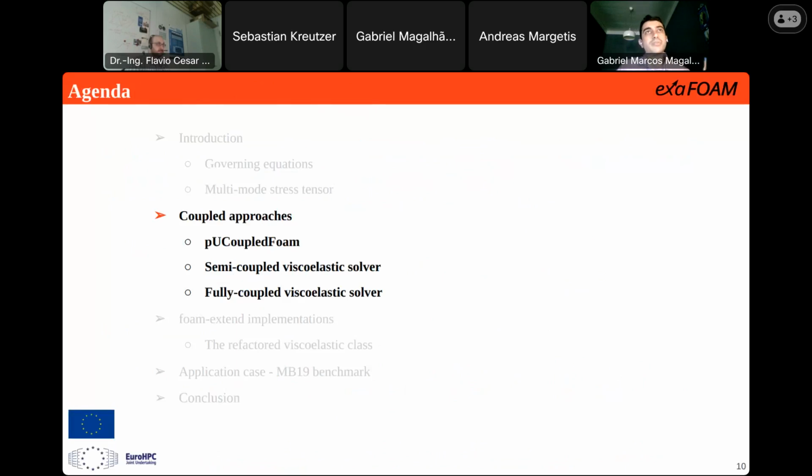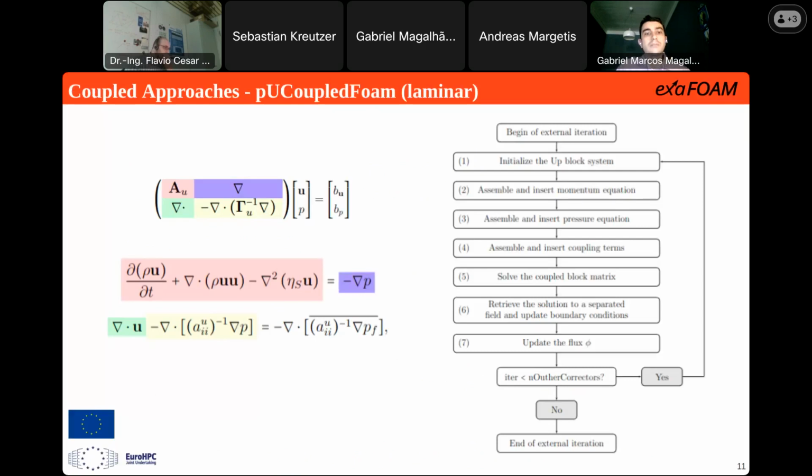Okay, after this brief discussion about the mathematical formulation, let's present the coupled approach from the beginning, from the starting point. So our starting point was the pU coupled solver. This solver is native to foam-extend 5 and was covered in the presentation of Tessa before in this workshop.